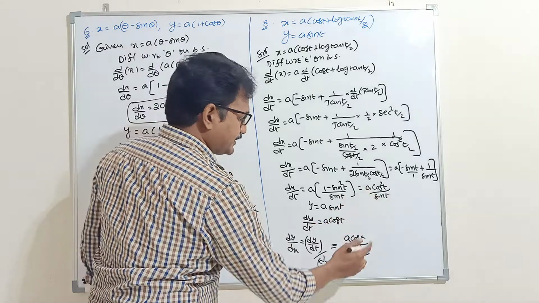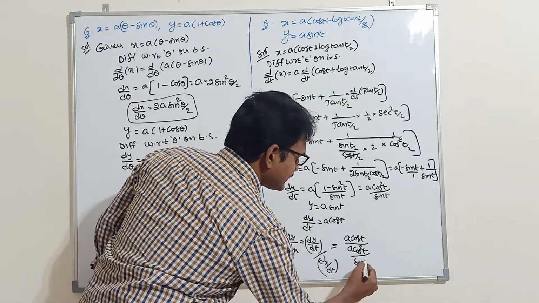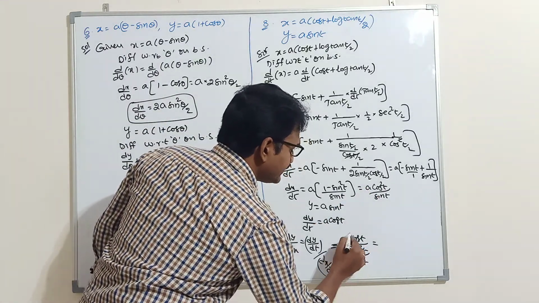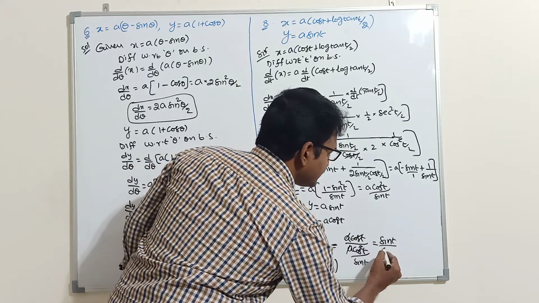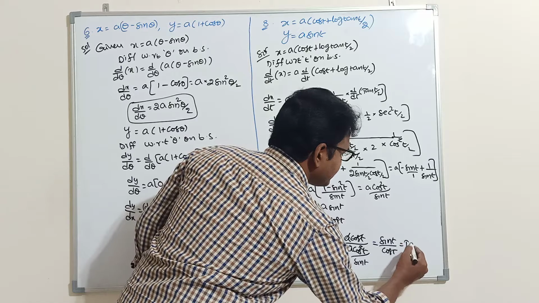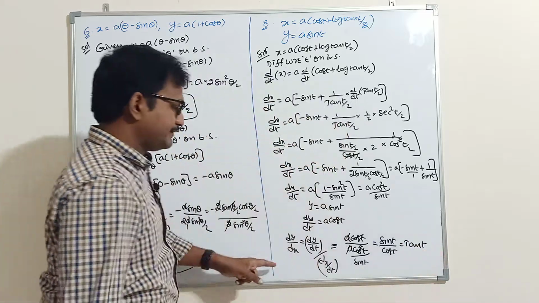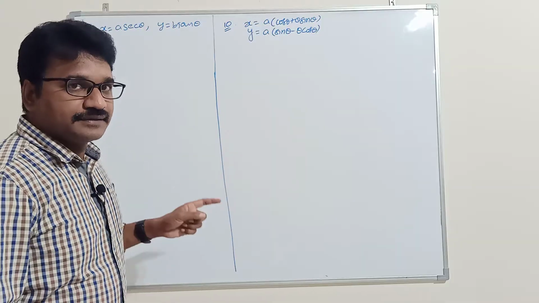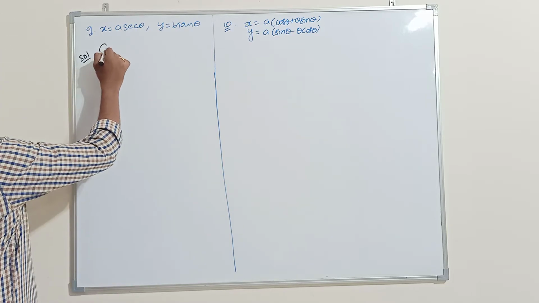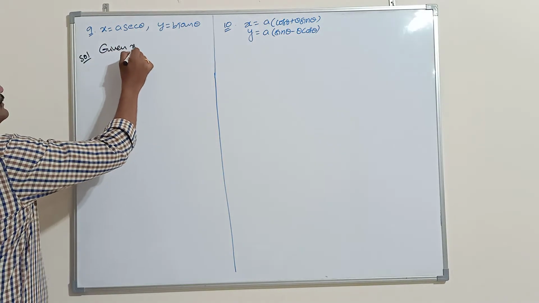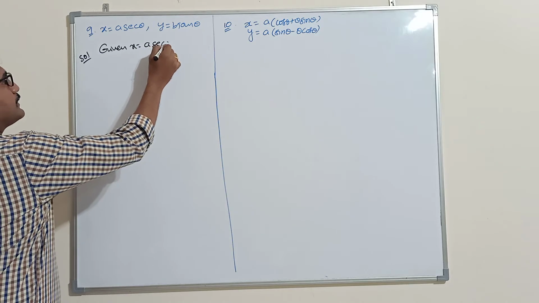Divided by a cos square t by sin t, this is dx by dt. So a gets cancelled, cos t gets cancelled. This will become sin t by cos t. So the final answer is tan t. dy by dx is equal to tan t. Next problem: x is equal to a secant theta. Given x is equal to a sec theta.